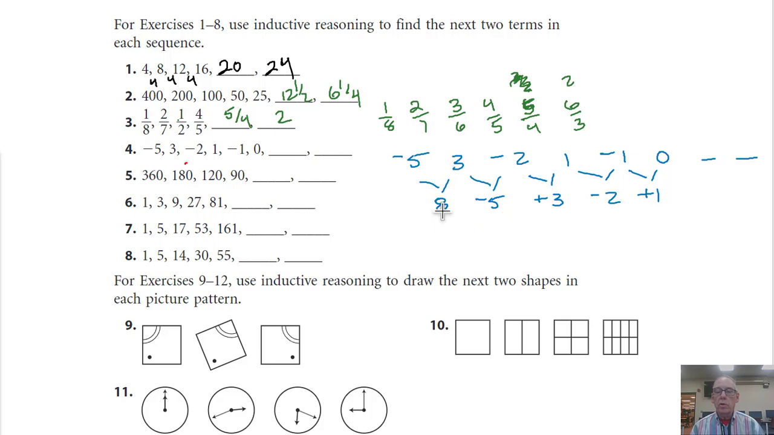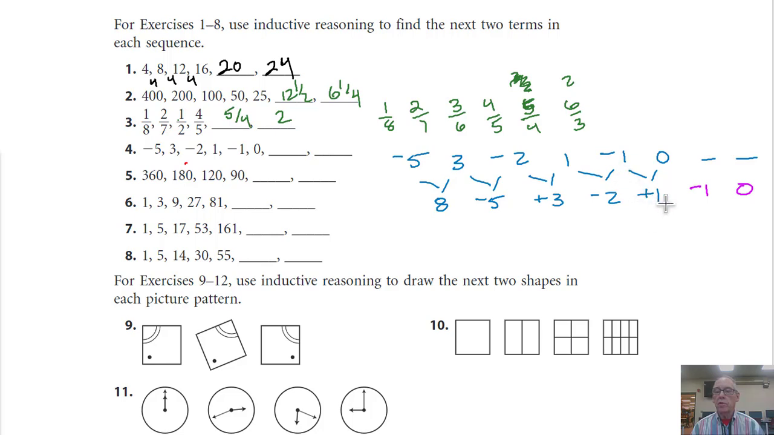So 8 take away 5 is 3. -5 plus 3 is -2. 3 plus -2 is 1. -2 plus 1 is -1. And -1 plus 1 gives me 0. So that's what we get for the differences.